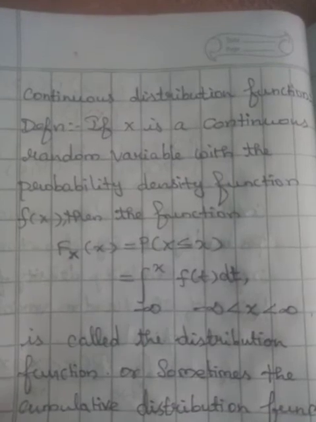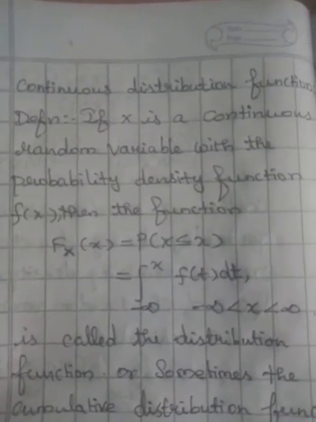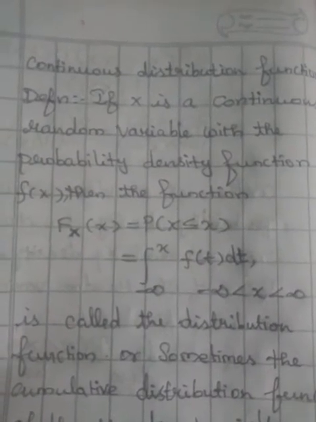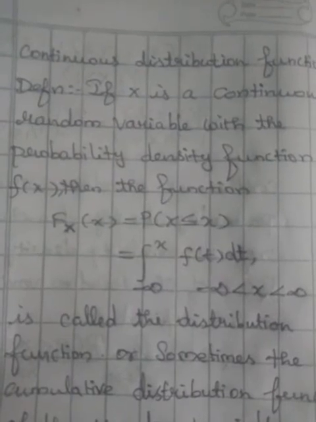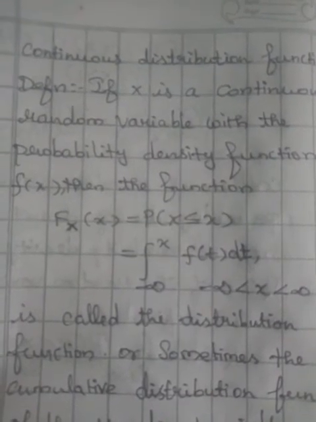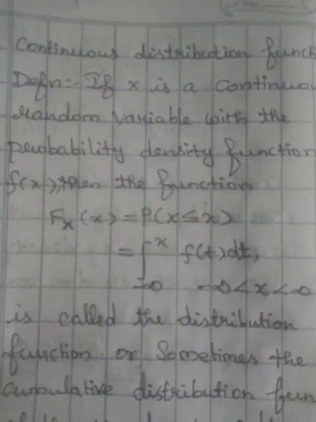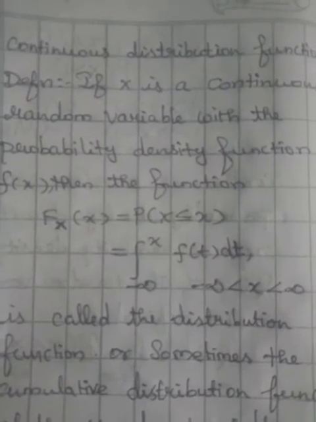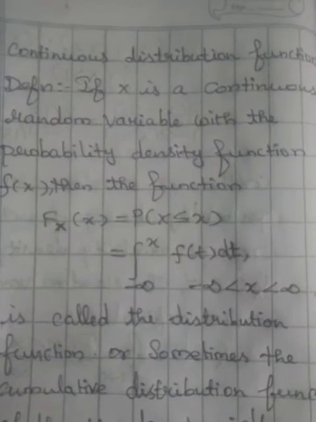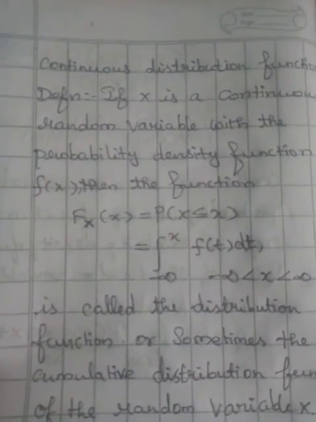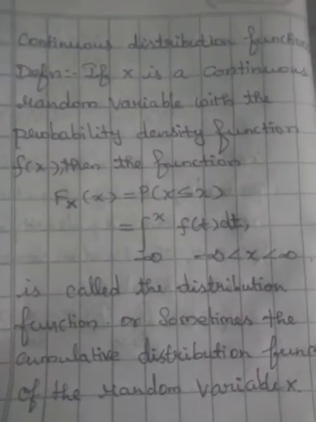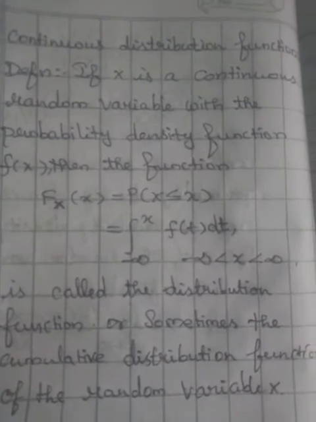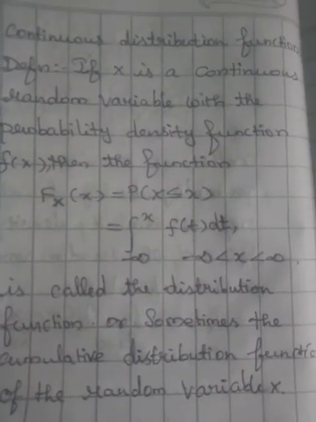Definition: if X is a continuous random variable with the probability density function f of x, then the function F of x is equal to probability of capital X less than or equal to small x, which is equal to the integral from minus infinity to x of f of t dt, for minus infinity less than x less than infinity, is called the distribution function, or sometimes the cumulative distribution function, of the random variable capital X.